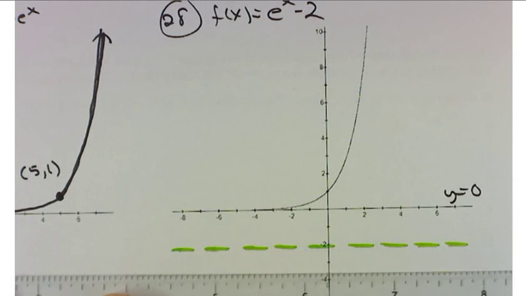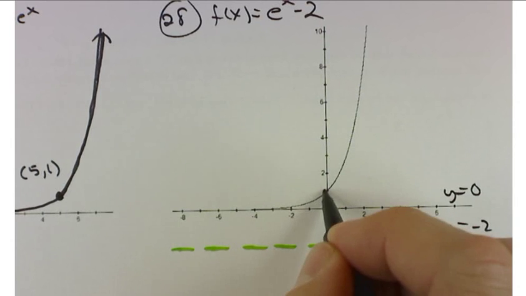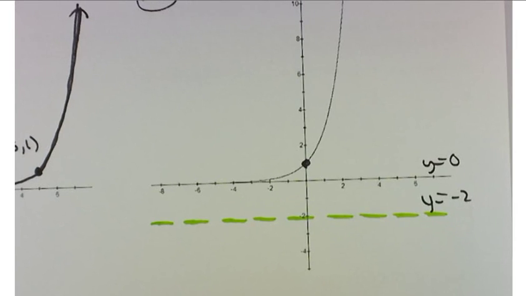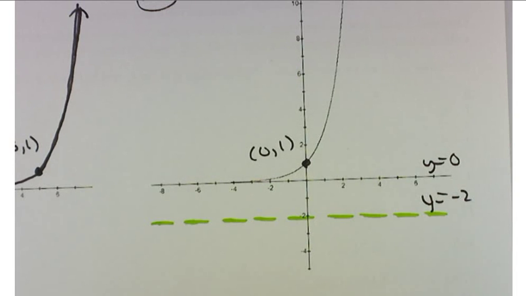And the asymptote is certainly something that I would want to see. Y equals negative 2. How about the point at 0, 1? Where should I draw that one in my new graph?